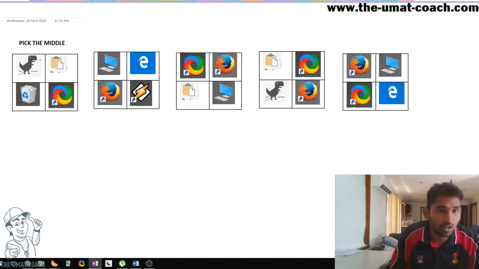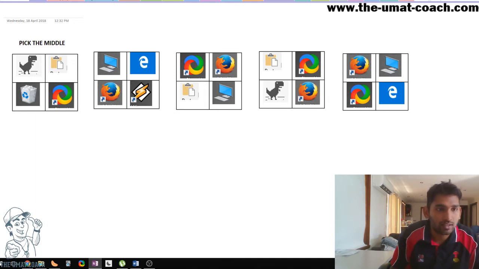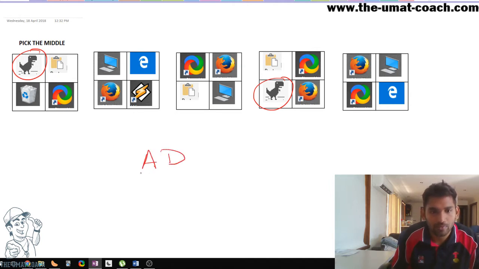So let's look at the rubbish bin, and I can see it's present in nothing else. So it's kind of useless picking that out because it doesn't really help us at all. So let's look at the dinosaur, and I can see it's present in A and D. Therefore, A and D must be together. Okay. Now, remember I said forget about A and move on to D.